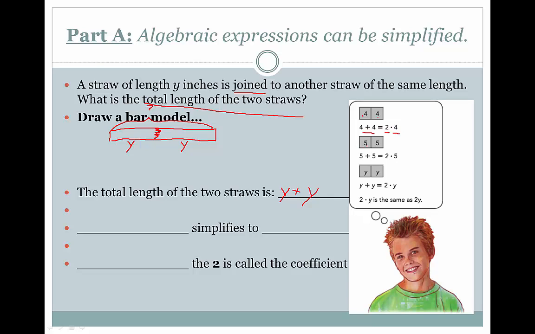What if I was to assign the 5 to the y as a variable, as I substituted it? It would be 5 plus 5. If I wanted to simplify this, I would say there's 2 5s, or 2 multiplied by 5. So I can do the same thing with my variables. I have y plus y. I want to simplify it. I have 2 multiplied by y, and 2 multiplied by y is the same as 2y. So, to simplify y plus y, I can simplify it to 2y.